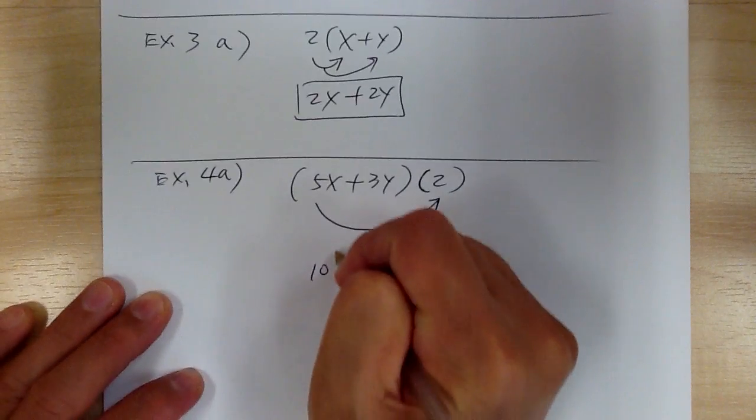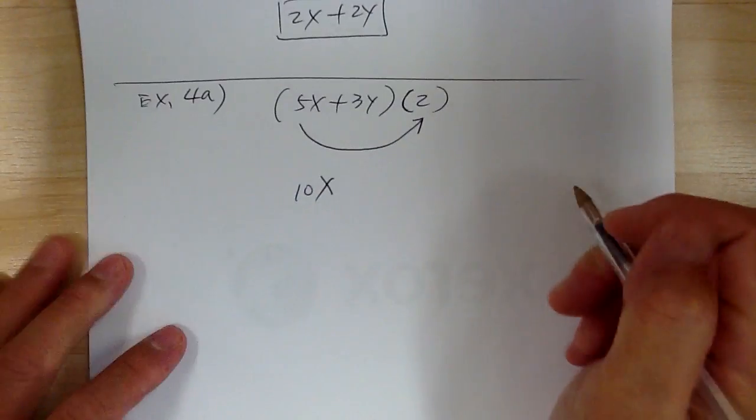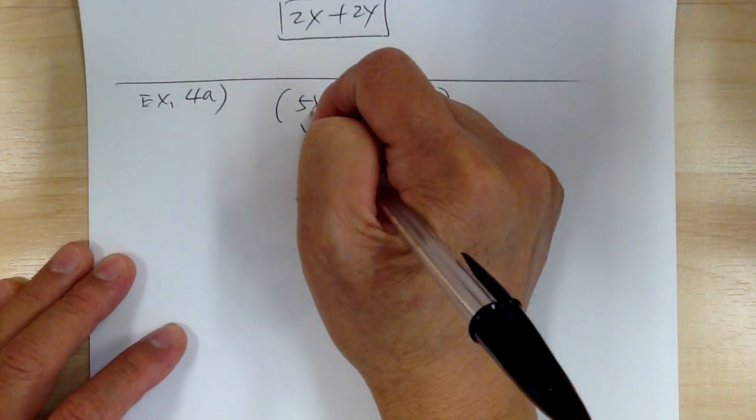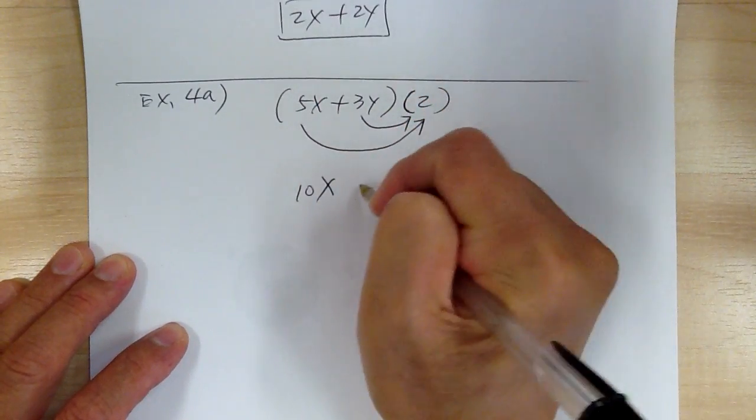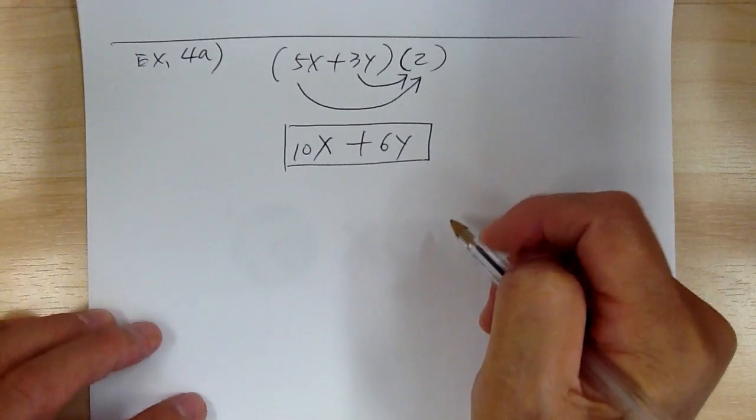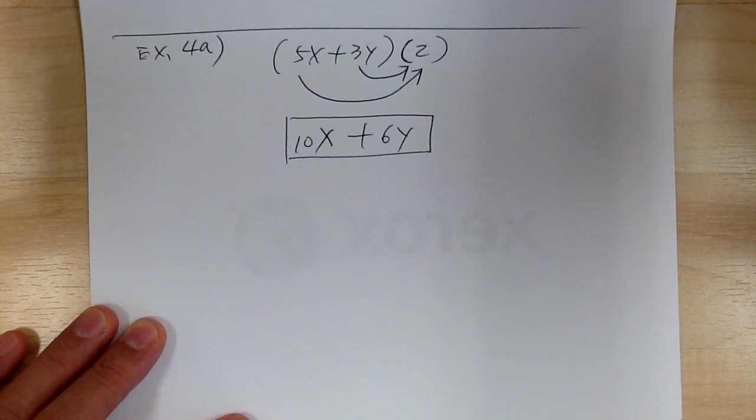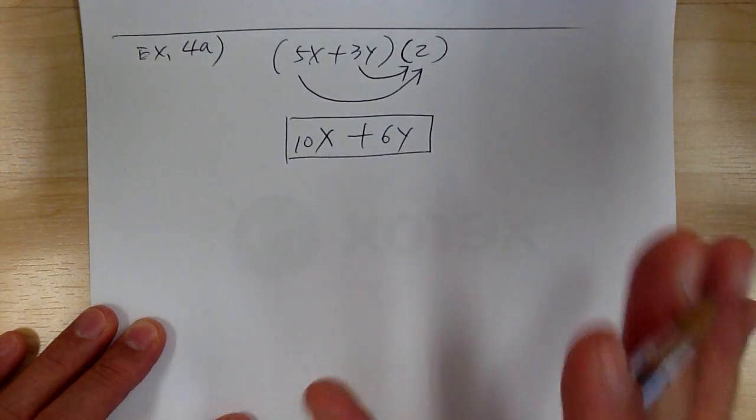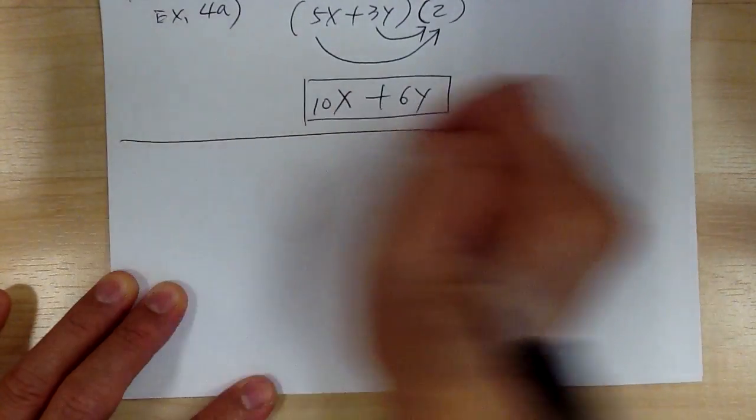So this will give you 10x. And then you go and multiply. So you're done with this term, so you go to the next one. So you multiply, you get plus 6y. So this is the distributive property. And for the distributive property, it does not matter how many terms, okay? You just do the same thing.